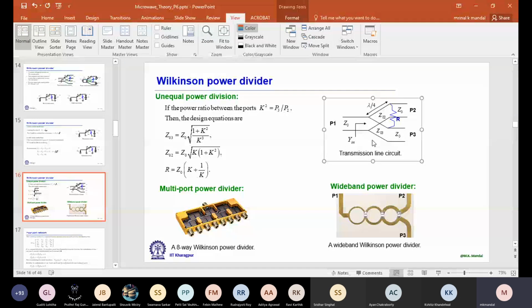Then the design equations: Z03 for the lower lambda by 4 line is Z0 into square root of this, and Z02 for the upper lambda by 4 line is Z0 into this. R also should not be 100 ohm anymore. We have a different value. R is equal to Z0 into K plus 1 by K. So we can also design an unequal power division Wilkinson power divider.